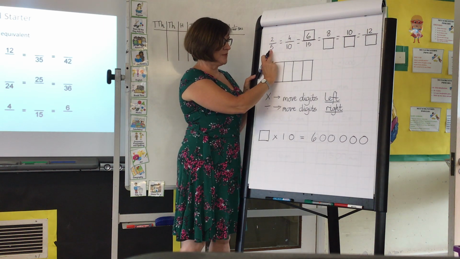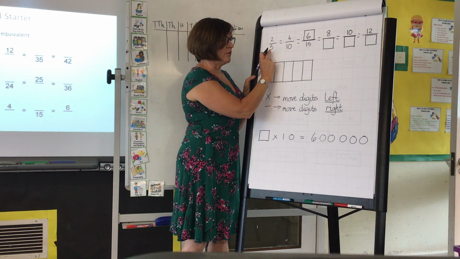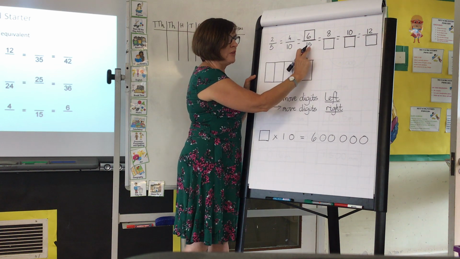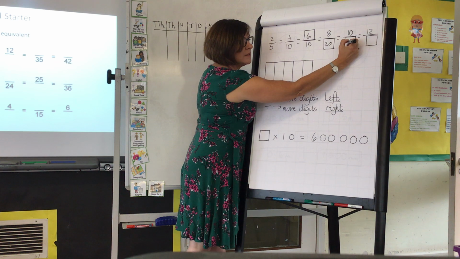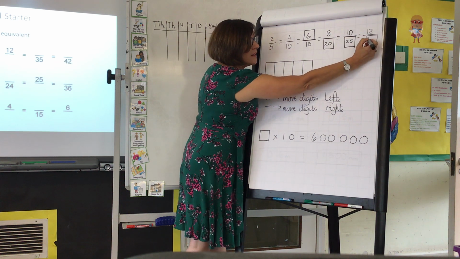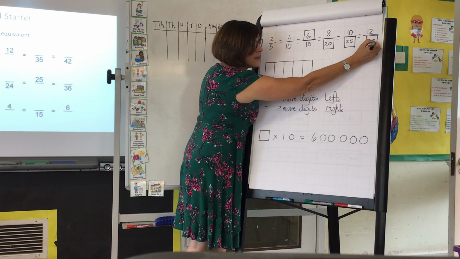So this time it's the 5 times table. So this is going 5, 10, 15. So the next number would be 20. The next one, 25. And the last one, 30.